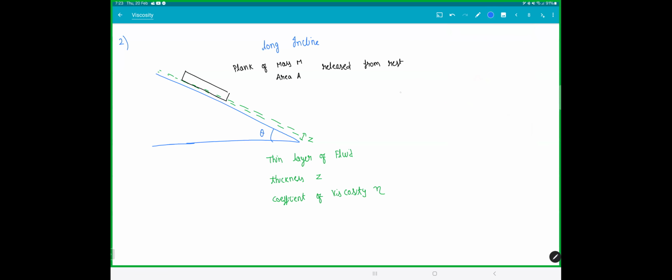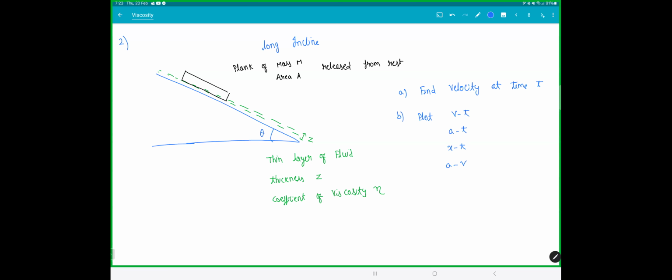Be careful. So if you release this from rest, first question, find the velocity as a function of time t. Find the velocity at time t. Plot the v-t graph, acceleration-time graph, position-time graph, and acceleration-velocity graph. 4 graphs, everyone.